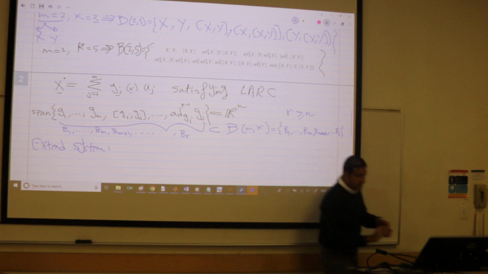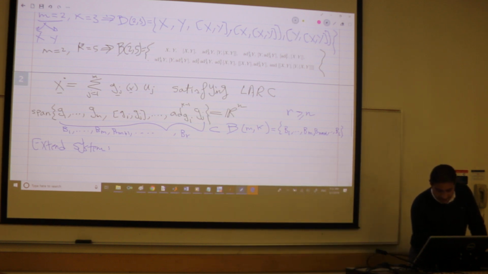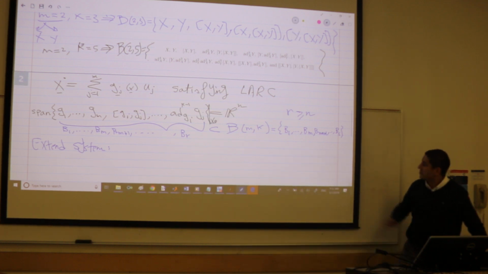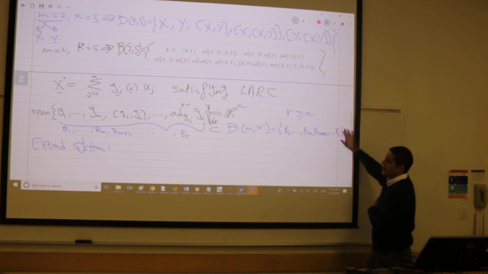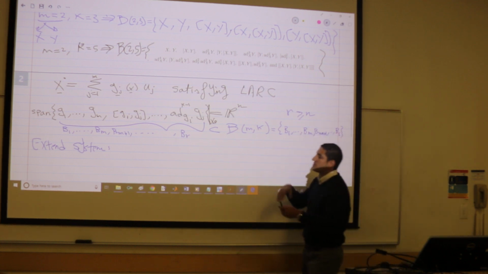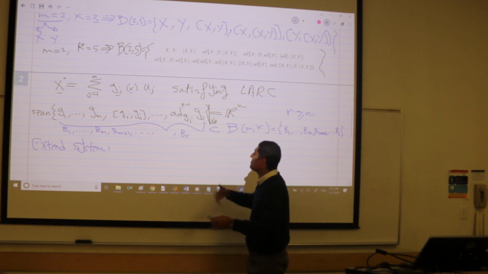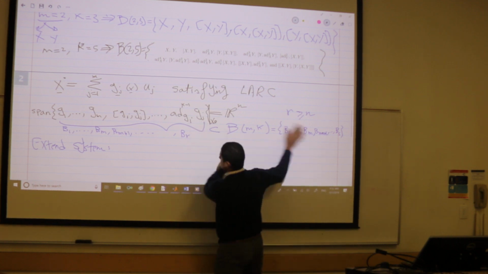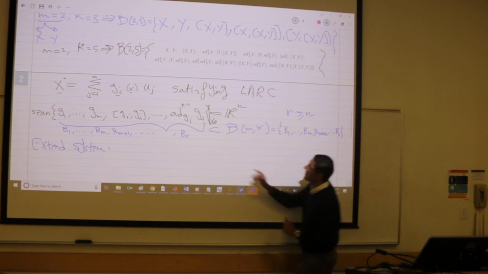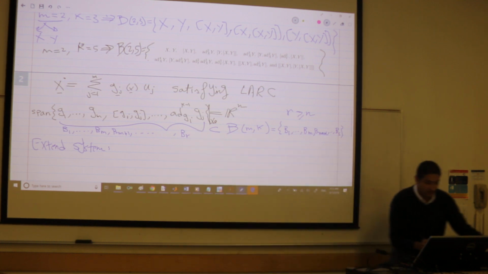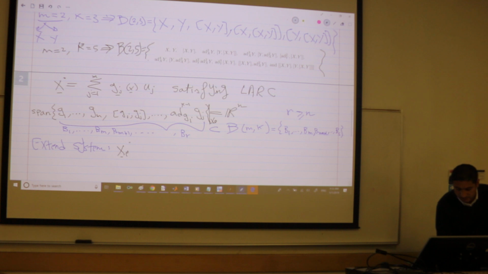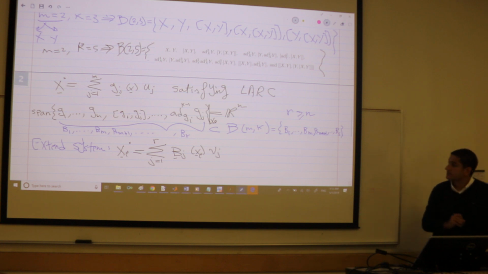This indeed has to be at x naught, right? So the B whole bases are all independent Lie brackets. Then when we evaluate them, some of them may still be independent, some of them may vanish. So these are a smaller set, but that's fine. Okay, the extended system now is x extended dot equals summation j equals 1 up to r of bj of x extended times vj.